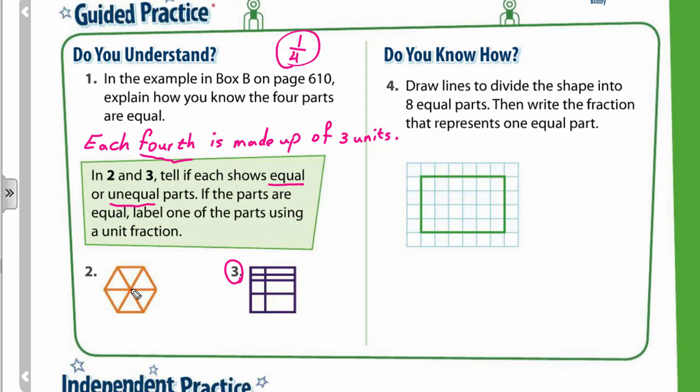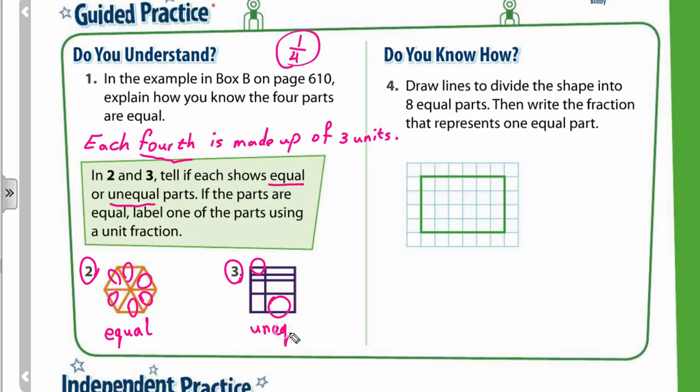Non-equal. So here is non-equal in 2 and 3 also non-equal? I see in question number 2, the parts here have the same size. So they are equal. But in question 3, as you can see, we have small size here and big size here. These are not equal. So the first one, question number 2, this is equal. But in question number 3, this is unequal.